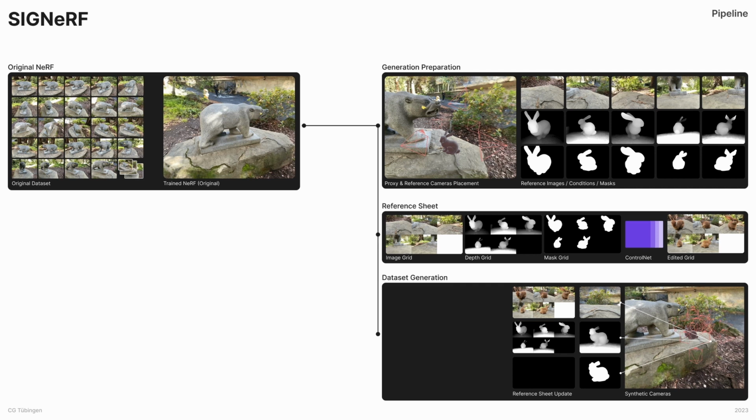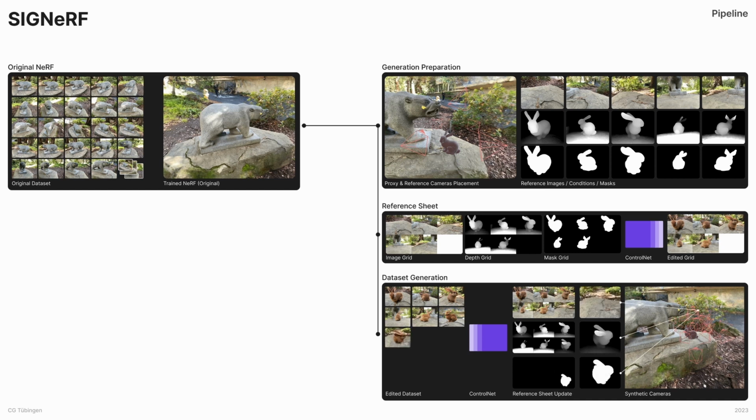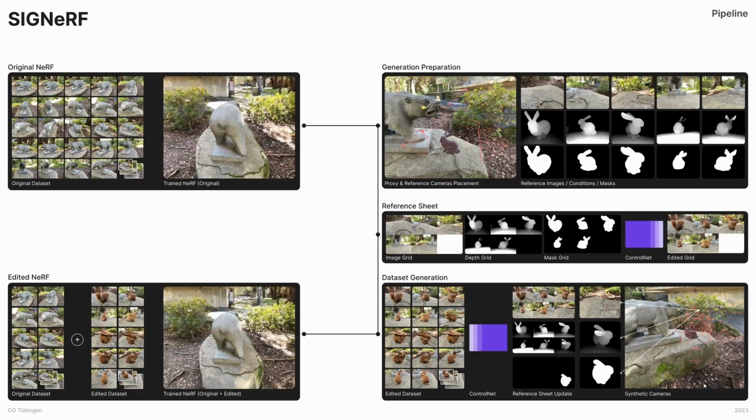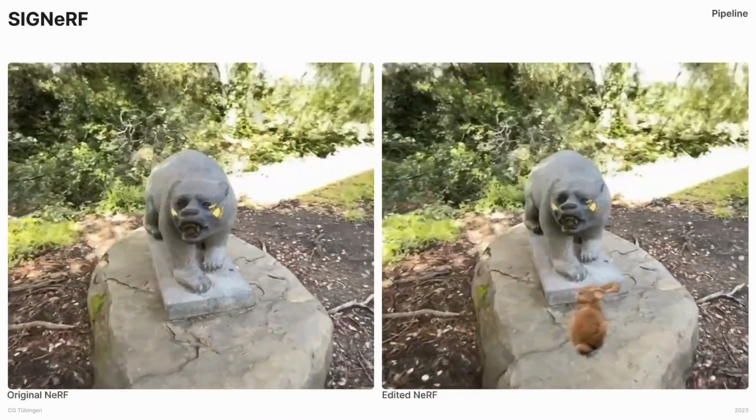Therefore, we either choose the existing NeRF cameras or sample new cameras. We again render out these cameras, place them into the empty spot of the reference sheet, use reference sheet update, and generate a version of the image that is consistent with the reference sheet. We repeat this process over and over again for all cameras within the scene and receive at the end an edited dataset. Lastly, we fine-tune the NeRF with the edited dataset and receive the edit within our NeRF scene.